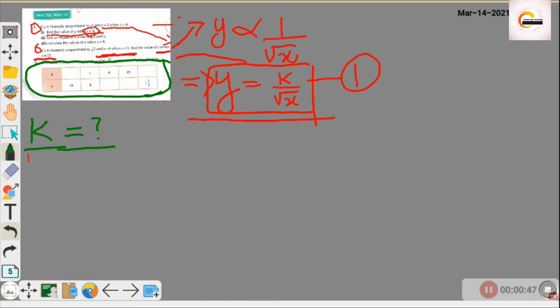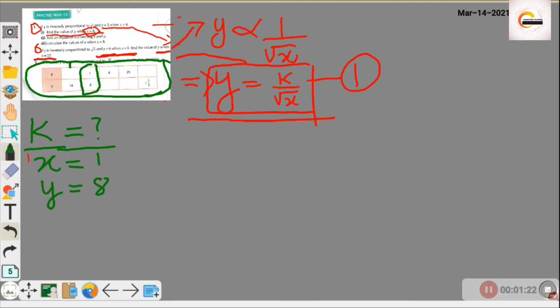Yes, in column number 1, the value of y is known but x is unknown, and in column number 2, both the value of x and y are known. So we are going to use this x and y and find out the value of k, and after getting the value of k, we can easily get the value of all the other variables.